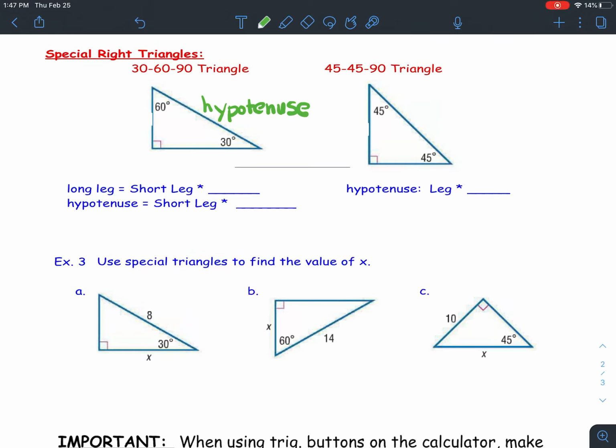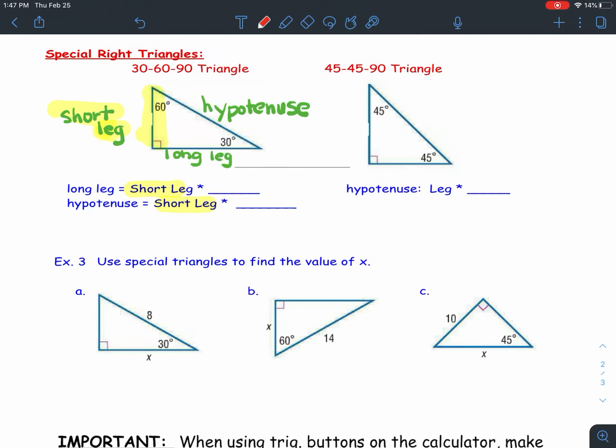But the side that's opposite the 30-degree angle is always called the short leg, and it will always be the shorter leg because it has a smaller angle opposite it. And the side that's opposite the 60-degree angle, we call the longer leg. Okay? But these sides have special relationships with each other. And really, the side that is the most important in a 30, 60, 90 triangle is the short leg.